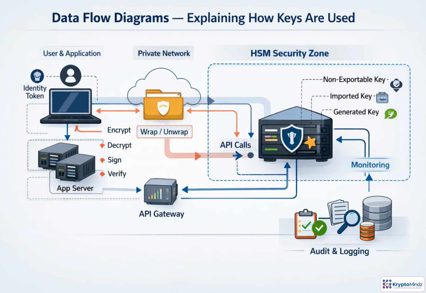Data flow diagrams explain who talks to the HSM, what they ask it to do, and where sensitive data travels. Focus on the crypto operations: encrypt, decrypt, sign, verify, wrap, and unwrap. The key idea is that applications send requests, but key material itself should remain non-exportable inside the HSM whenever possible. By marking trust boundaries, identity tokens, and logging paths, these diagrams help auditors spot any point where keys or plaintext could be exposed.